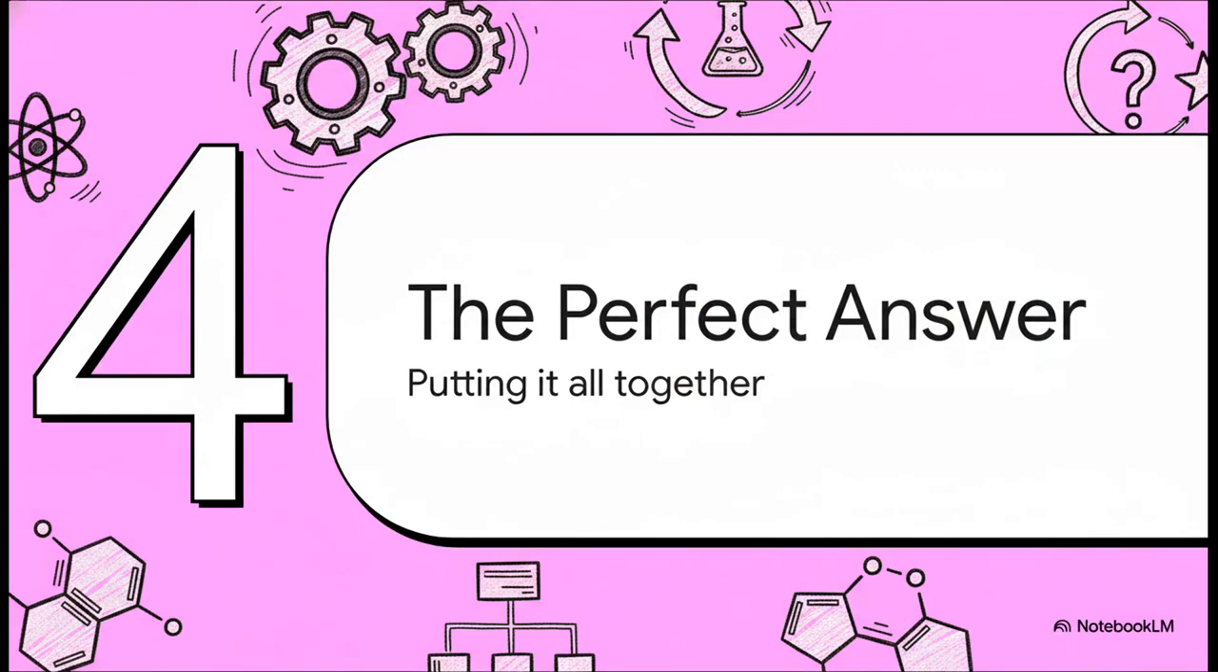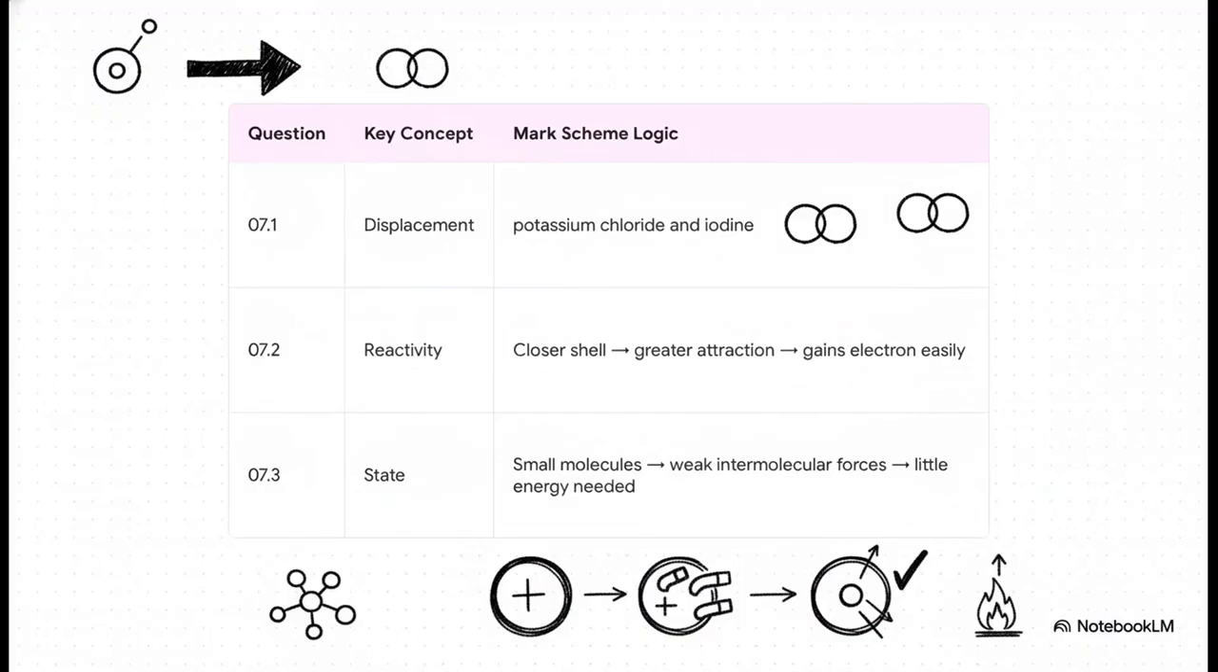So, we've picked it apart piece by piece. Now let's put it all back together and just quickly review the core logic you need for a perfect 7 out of 7 answer. This table is basically your blueprint. Part 1 is simple displacement. Part 2 is that chain reaction. Closer shell means greater attraction, which means it's easier to gain an electron. And part 3 is the other chain reaction. Small molecules have weak intermolecular forces, which need little energy to overcome.